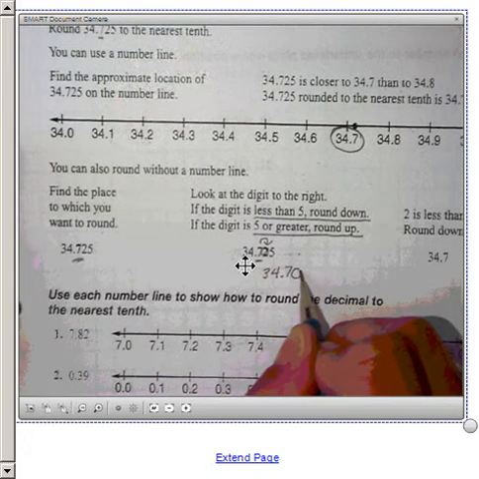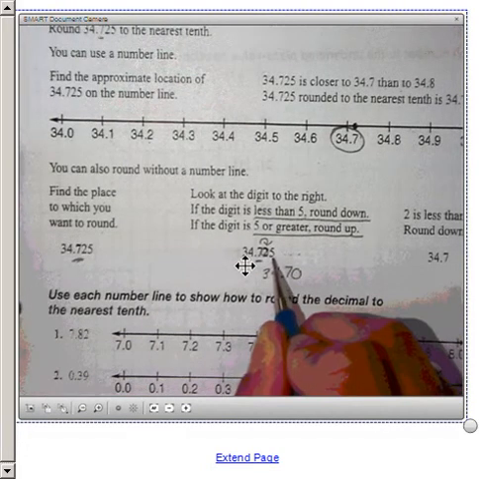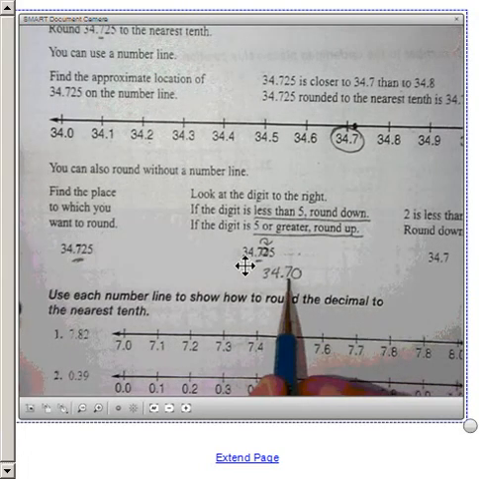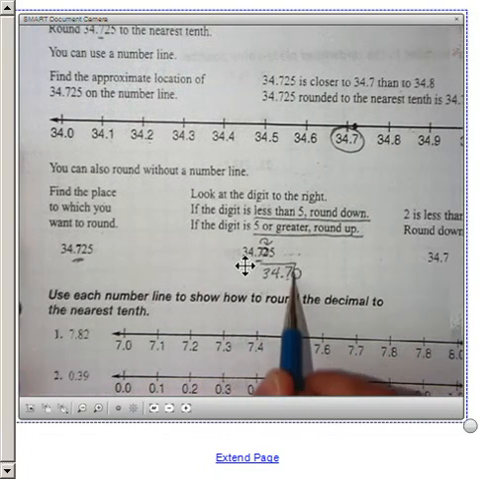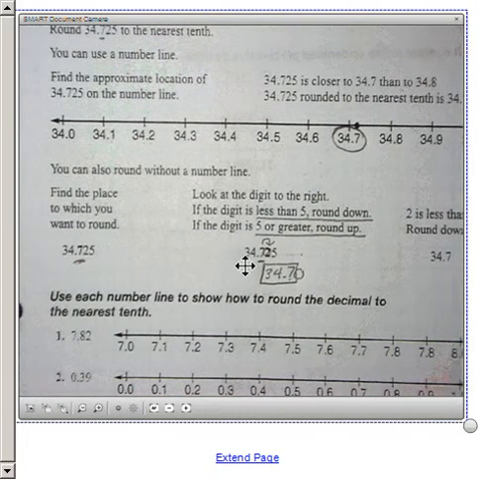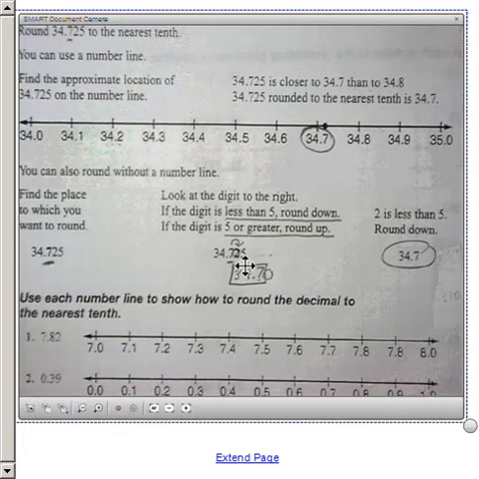Am I going to include the 5 in there? That 5, should I put the 5 on there? No, because I'm rounding to the 10th place, which is that one. I'm only interested in the numbers to the 10th place. I don't care about anything past that. So then there's our final answer, that 34.7.